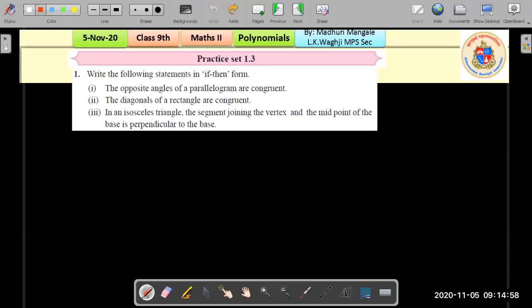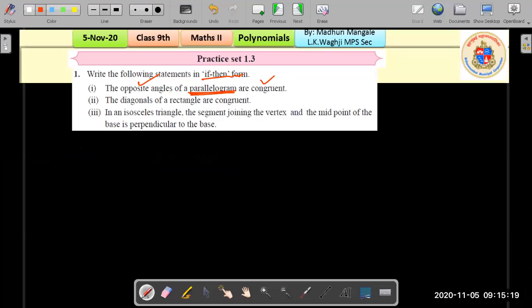So how do we mention this in if and then format? We just need to put in if and then. So if it is a parallelogram, then the opposite angles will be congruent. Okay, so if it is a parallelogram, we cannot write it simply like that. We need to phrase it properly, correct?